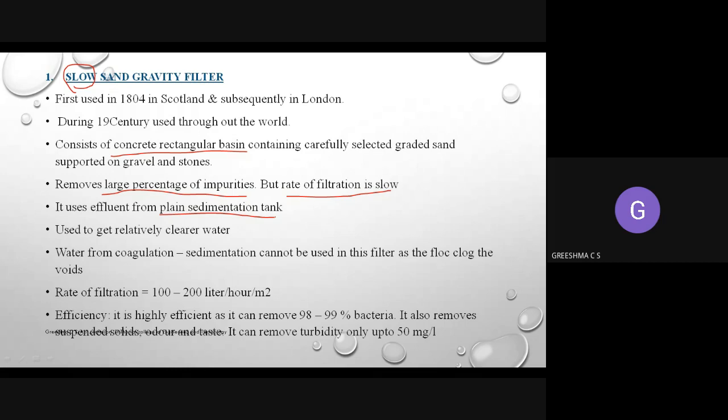Because of the coagulation and flocculation, a large amount of flocs will be formed, and these flocs will block the voids of the filter bed in the slow sand filter.